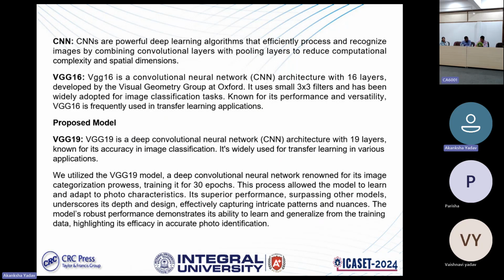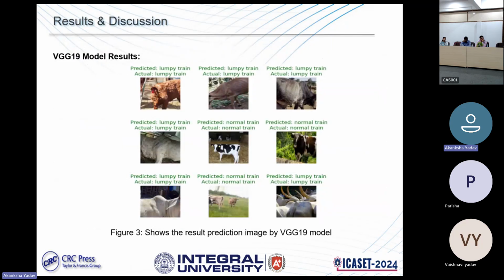Training it for 30 epochs allowed the model to learn and adapt to photo characteristics. Its superior performance, surpassing other models, underscores its depth and design, effectively capturing infected patterns and nuances. The model's robust performance demonstrated its ability to generalize from the training data, highlighting its efficiency and accurate photo identification. The VGG19 model results basically show the prediction on an image: whether the VGG19 model predicts lumpy or normal.